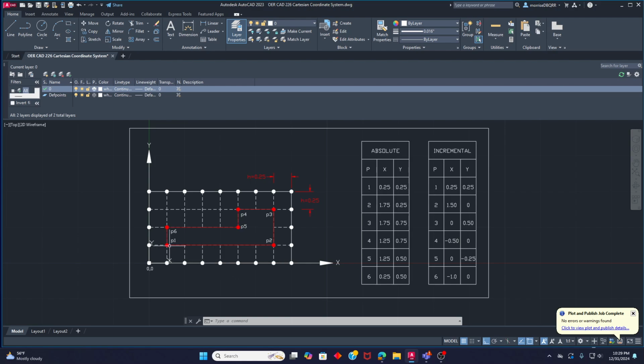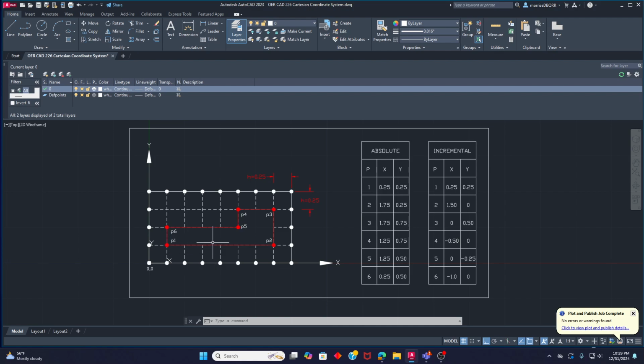So let's look at all these points. We have to make sure we understand the difference between absolute and incremental. So let's look at absolute first. If this is the origin, to get to point 1, you have to go 0.25 in the X, right? And then 0.25 in the Y. That puts us right here. All right, we're at point 1.